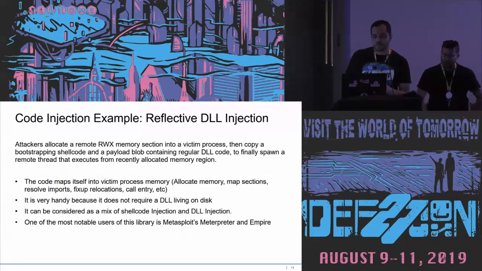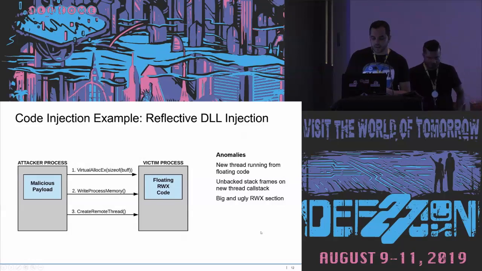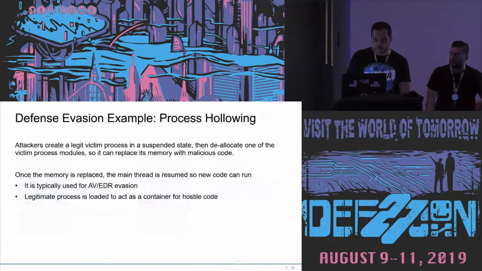So you are putting your regular DLL code, and the bootstrapping shellcode will take care of mapping sections, resolving imports, fixing up relocations, and a couple of extra things. But the idea is that after the execution happens, we will be able to see these three anomalies in the process.